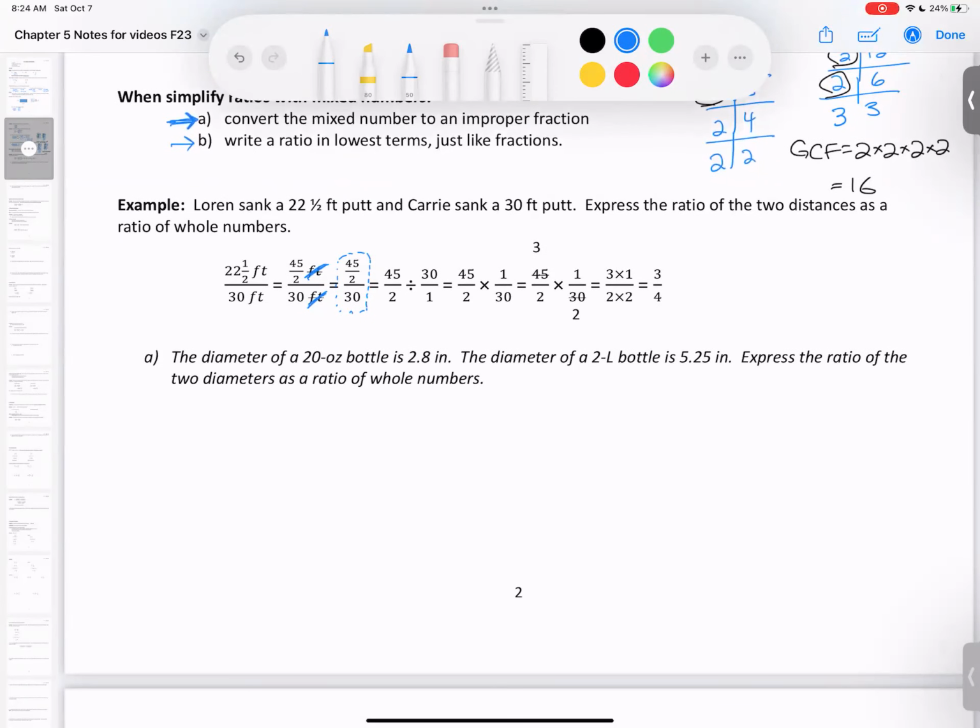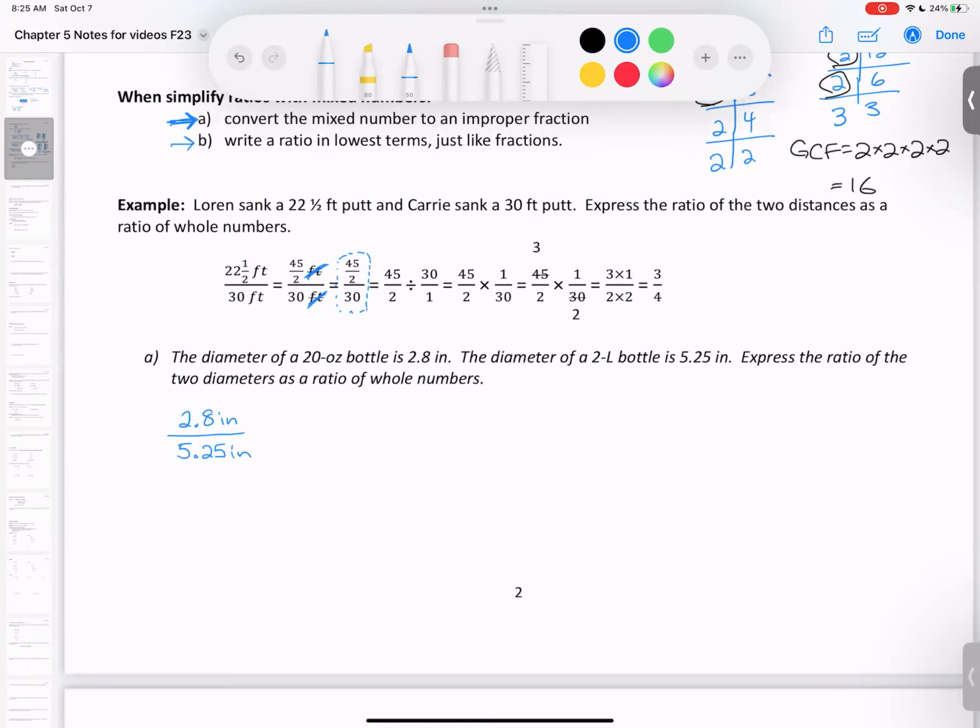All right, let's do one of our own. So we've got the diameter of a 20-ounce bottle is 2.8 inches, and the diameter of a 2-liter bottle is 5.25 inches. We're asked to express the ratio of the two diameters as a ratio of whole numbers. So the first one is 2.8 inches, and the second one is 5.25 inches. So this time we have decimals.